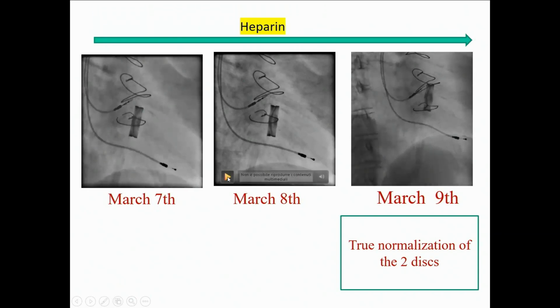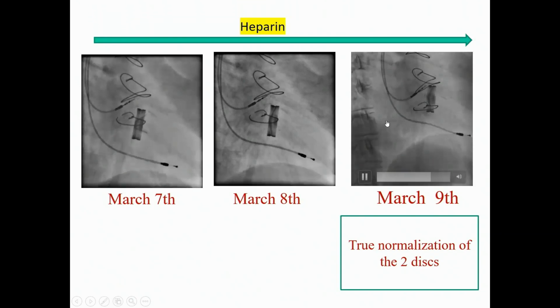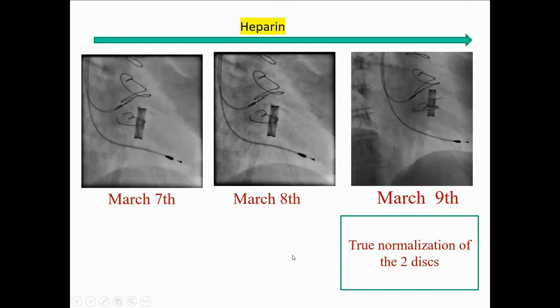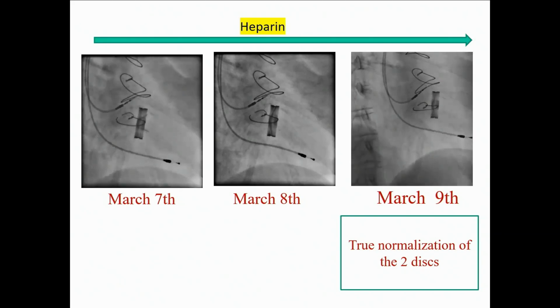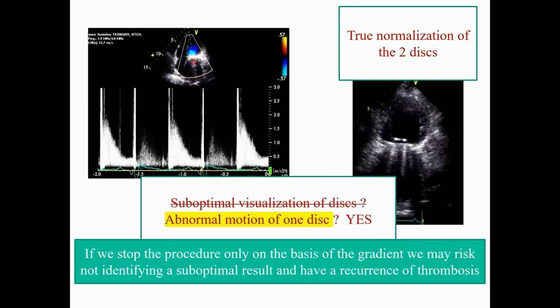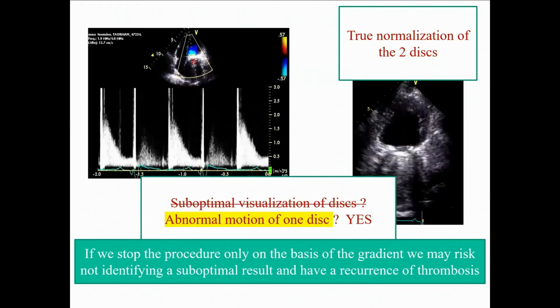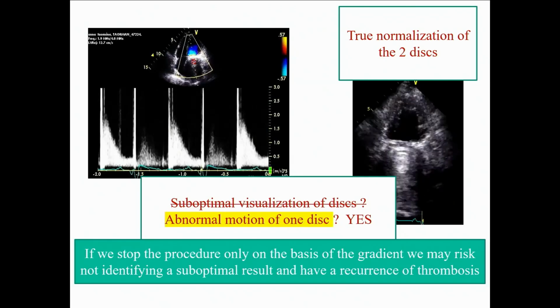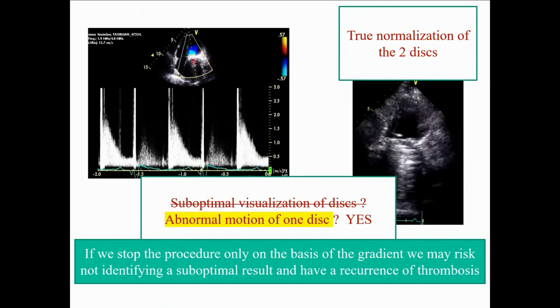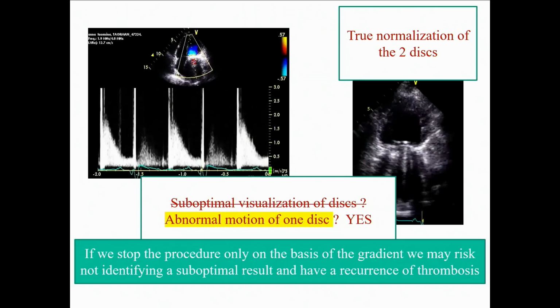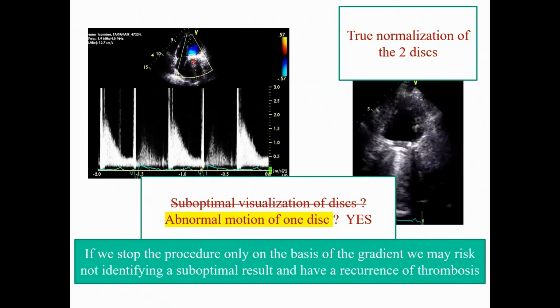And later on, we perform other data. You may observe that after 2 days, we had the complete normalization during heparin therapy. So we perform another echo, and now we observe the two disks. So it was not a suboptimal visualization of disks, it was a true abnormal motion of one disk.